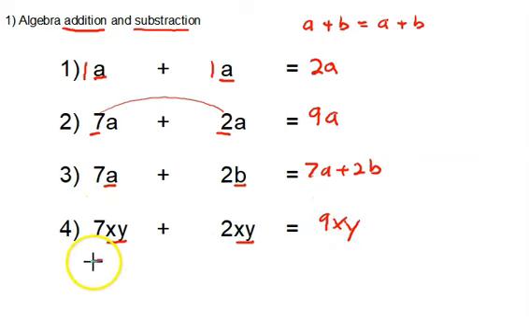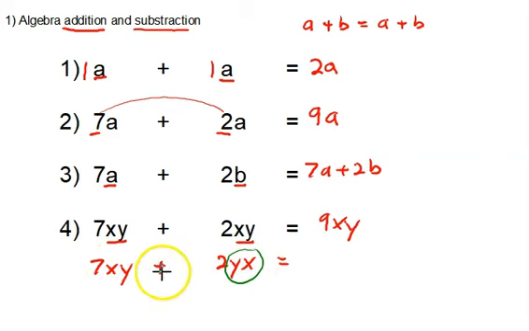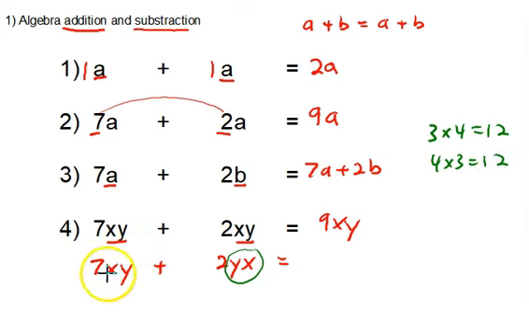Or if I change this example, now I have 7xy plus 2yx. Even though this is not exactly the same, it is just the orientation of the letters. Like 3 times 4, you get 12. If I change the orientation, 4 times 3, you get the same answer. So in this case it is still the same, and you'll be getting 9xy. Okay, so let us go to the negative part.